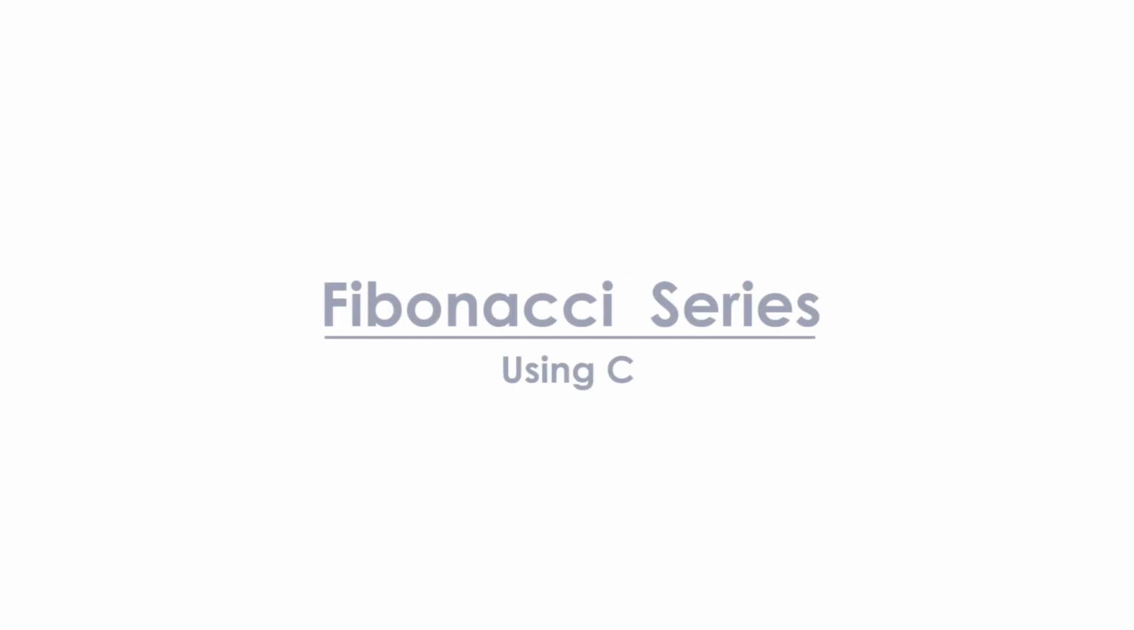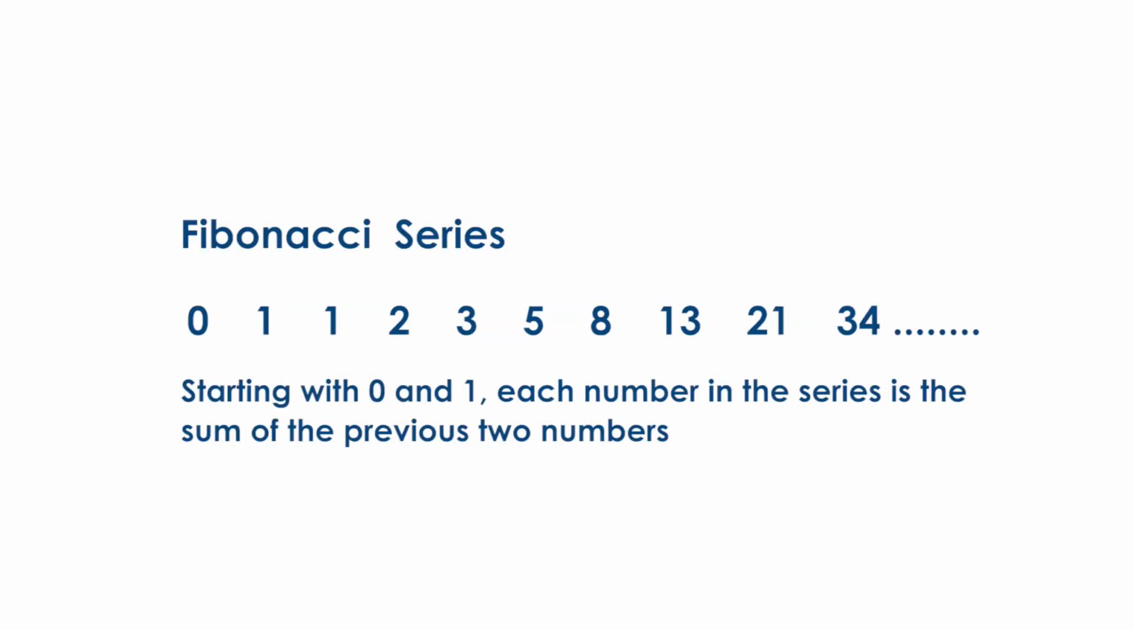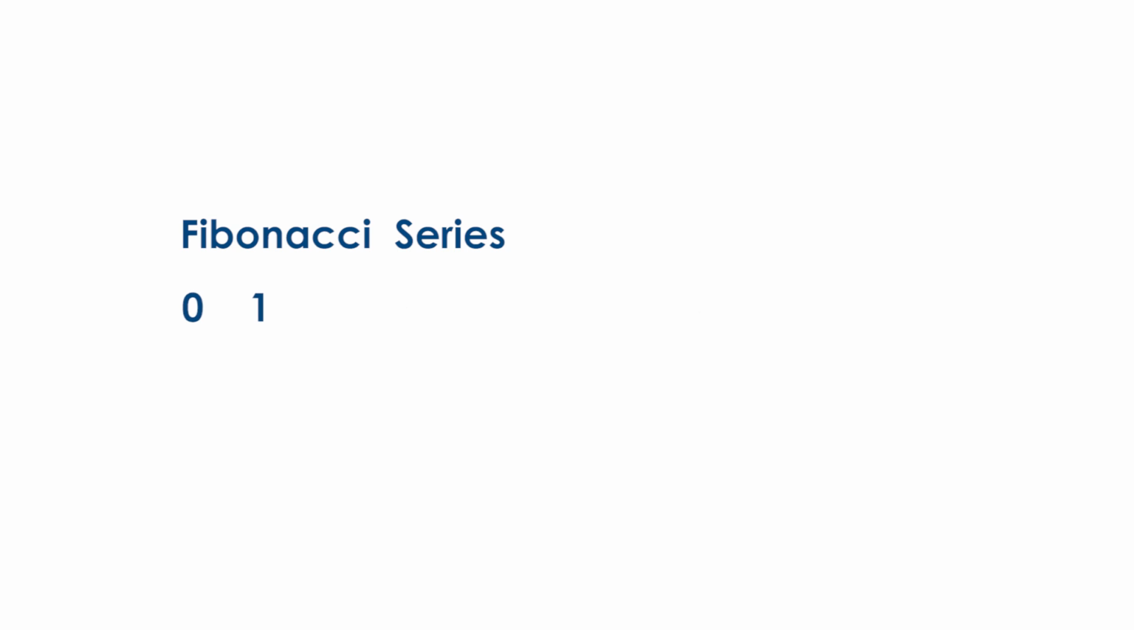Hello everyone, in this video we will learn how to write a C program to generate Fibonacci series. First of all, what is Fibonacci series? Fibonacci series is a series of numbers in which each number is the sum of the previous two numbers. The first two numbers of the Fibonacci series are 0 and 1.